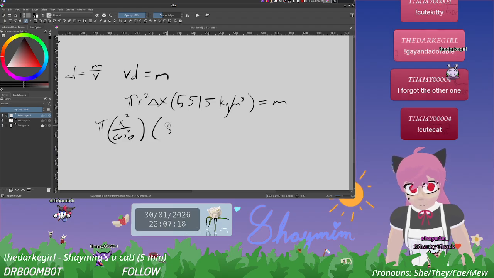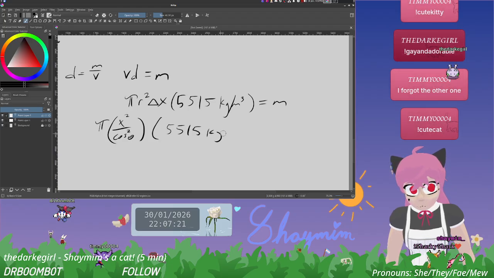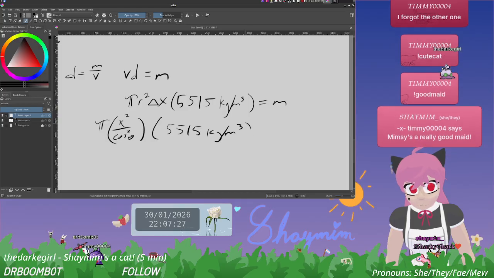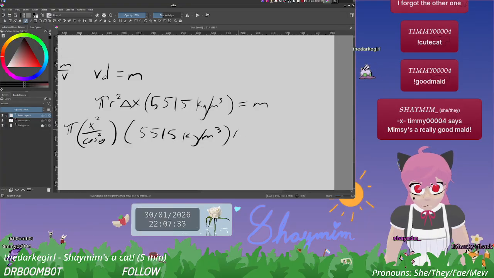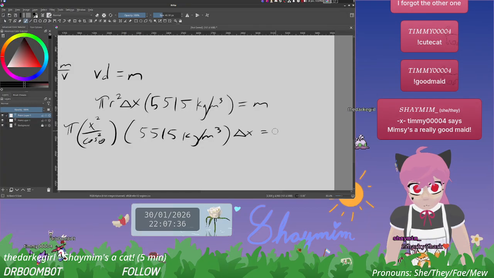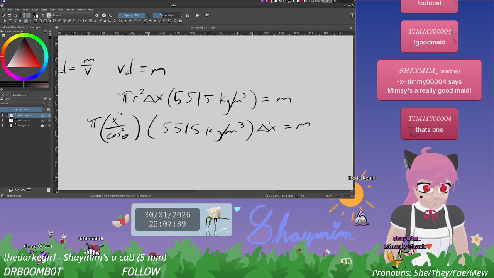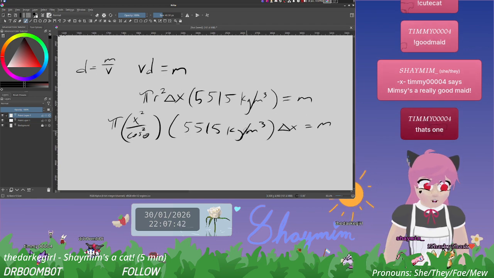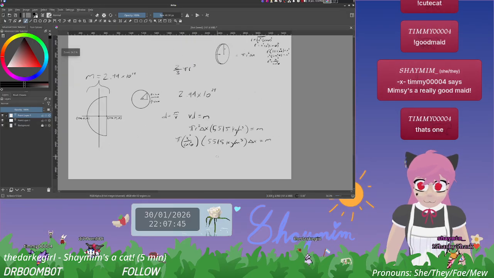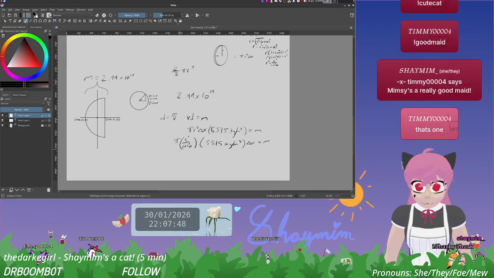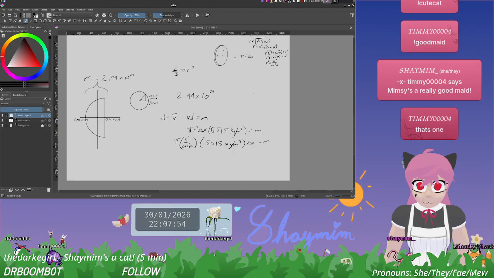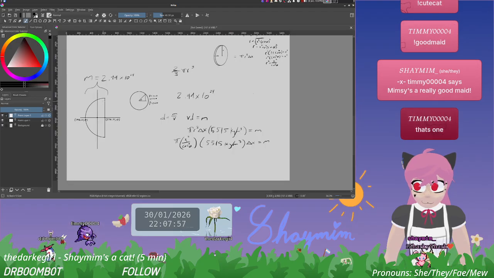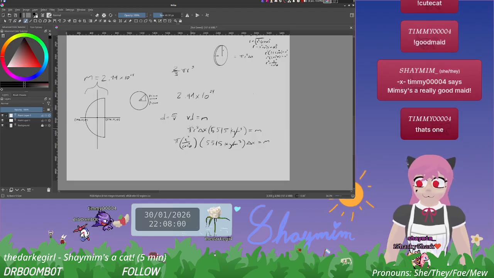And then we can multiply this by 5.515 kilograms per meters cubed equals the mass. Oh wait, hang on. Times delta x equals the mass. No, you silly. But yeah, I just need to figure out what theta would be in terms of x. Is there a way I can figure that out?